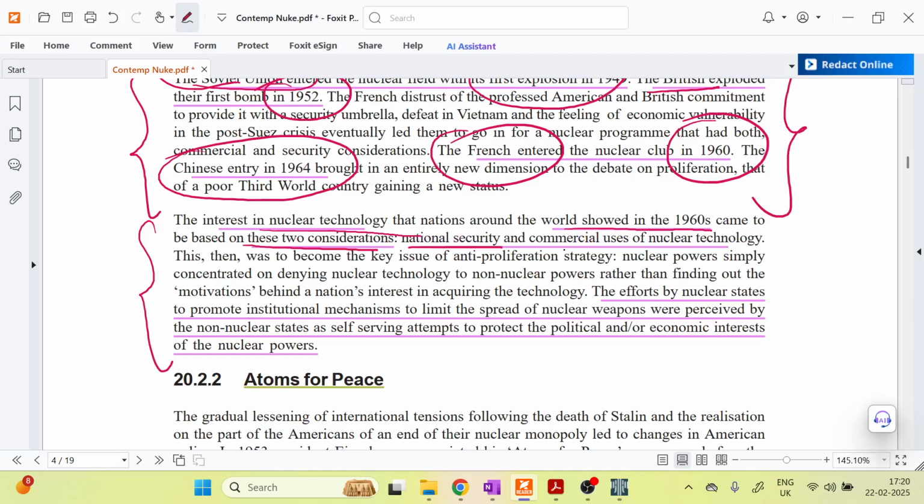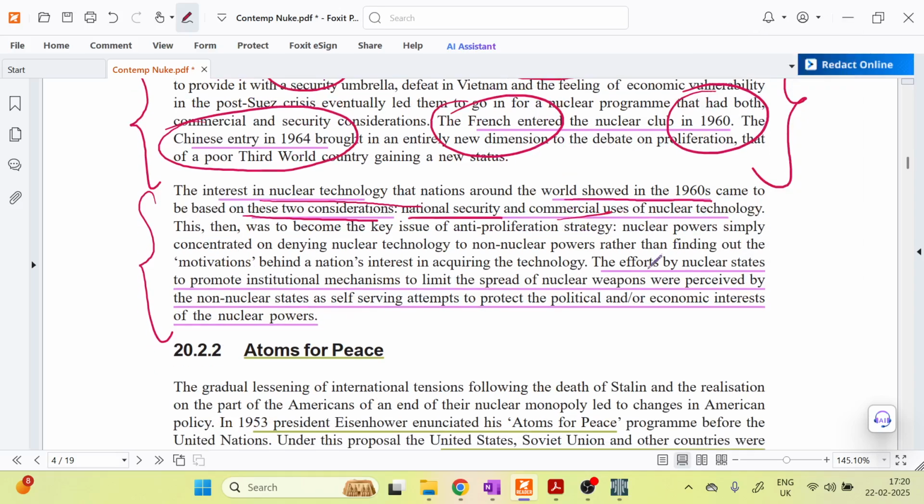First, national security, and second, commercial use of nuclear technology. So the efforts by nuclear states to promote institutional mechanisms to limit the spread of nuclear weapons were perceived by non-nuclear states as self-serving attempts to protect the political and economic interests of the nuclear powers. And you can see the same thing playing out here.